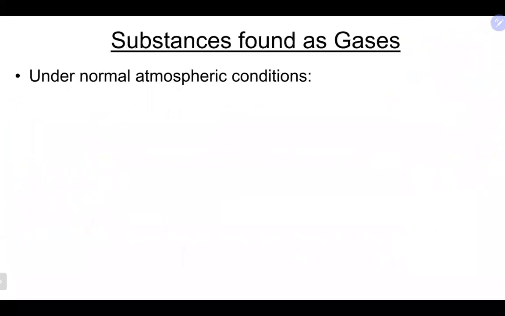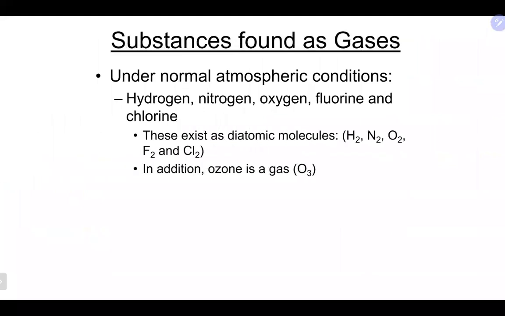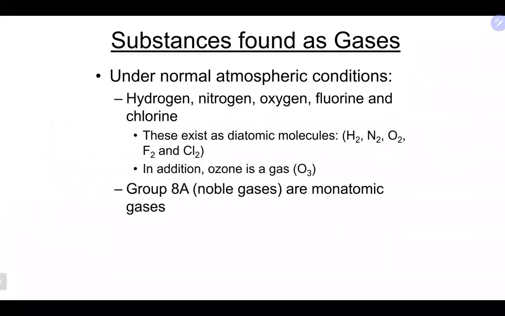We'll talk more about those forces in a later chapter, but let's talk a little bit about substances found as gases. As I mentioned before, a lot of our diatomic elements are going to be gases. So hydrogen, nitrogen, oxygen, chlorine, and fluorine. Ozone is also a gas found in the atmosphere, also why we put sunblock on so we don't get too burnt. Group 8 on the periodic table, those are our noble gases. Those are monoatomic, which means they come as ones, like helium, neon, argon, and so forth.